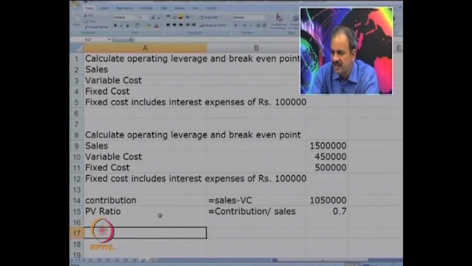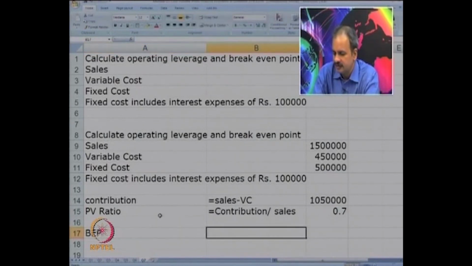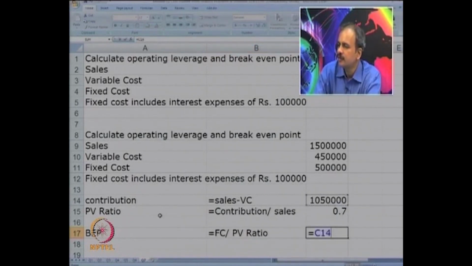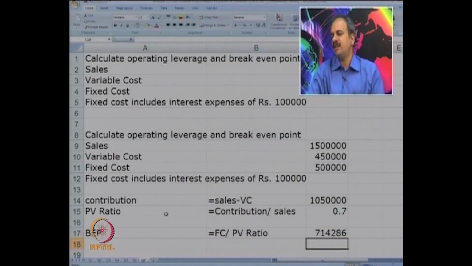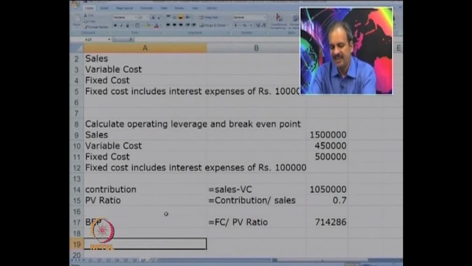Now with this we can easily find break even point. The formula is FC or fixed cost upon PV ratio. So fixed cost is 5 lakhs divided by 70%. So it is 714,286. This is the break even point. 7,14,286. Now let us try to calculate EBIT, because for calculating operating leverage we need EBIT.